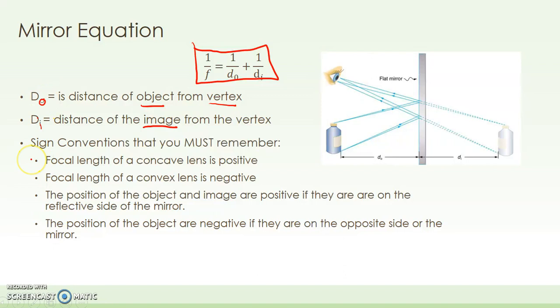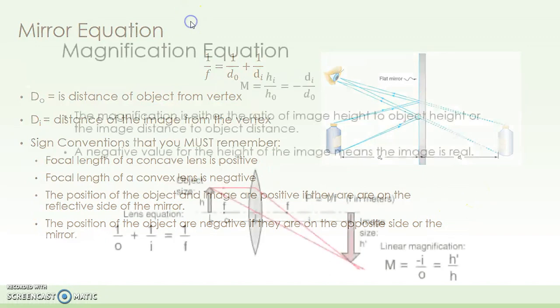Make sure that you pay attention to your sign conventions that you must remember. So the focal length of a concave mirror is always positive, and the focal length of a convex mirror is always negative. The positions of the object and image are positive if they are on the reflective side of the mirror, and negative if they are on the opposite side of the mirror. We've already talked about those two in the examples that we just did on the previous slides.